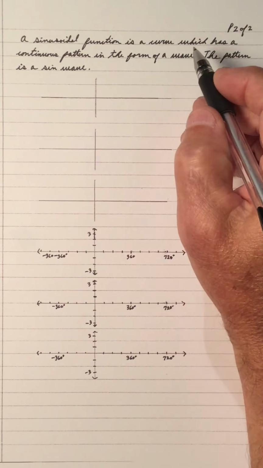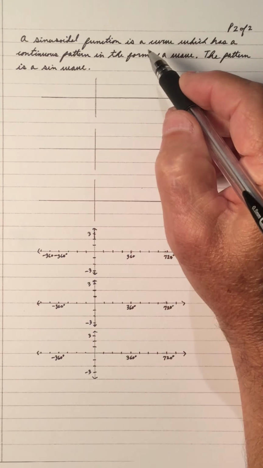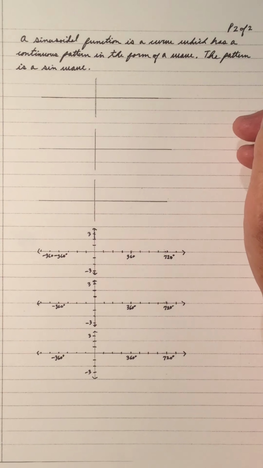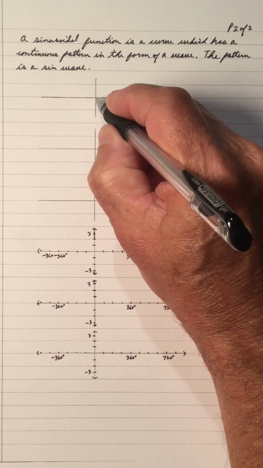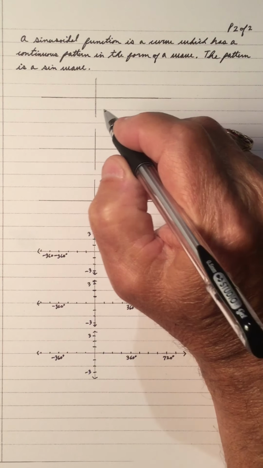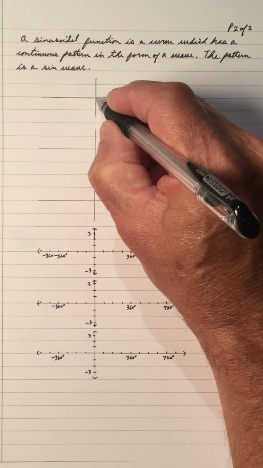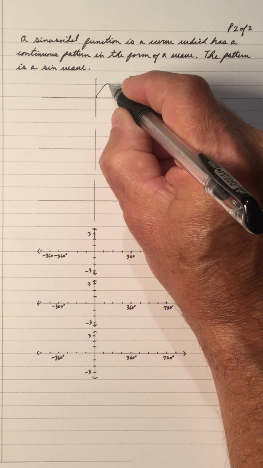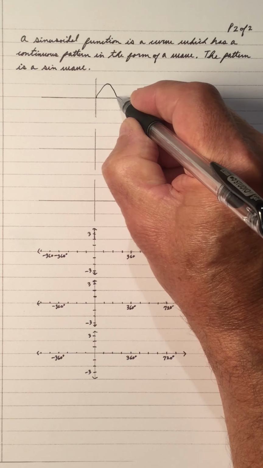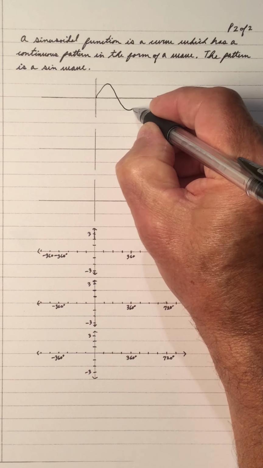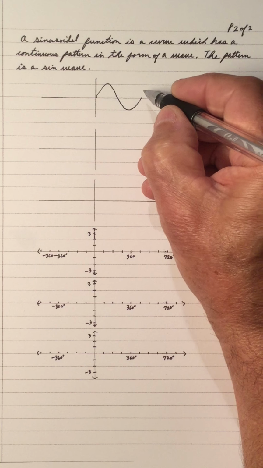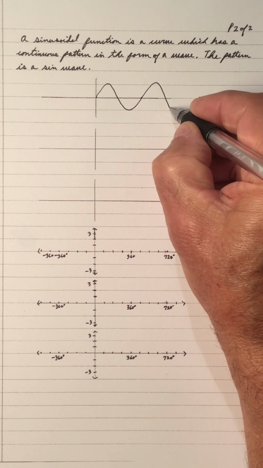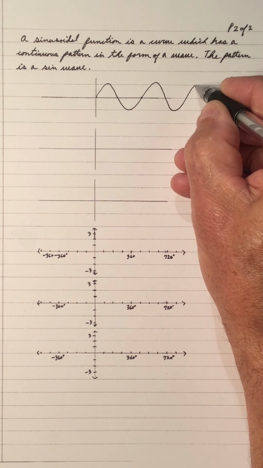A sinusoidal function is a curve which has a continuous pattern in the form of a wave. The pattern is a sine wave. To illustrate a sine wave, which you've already done in my unit on trig: a sine wave starts at 0, 0 and goes up, reaches its peak, comes down, hits the axis, goes down to the bottom and comes up again. So that's a sine wave or a sine graph.